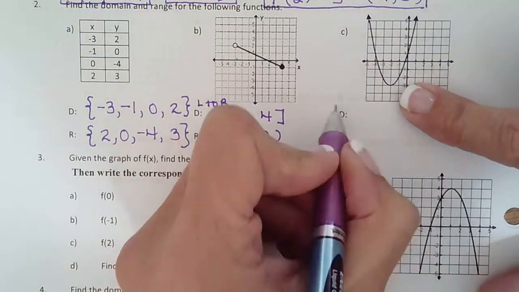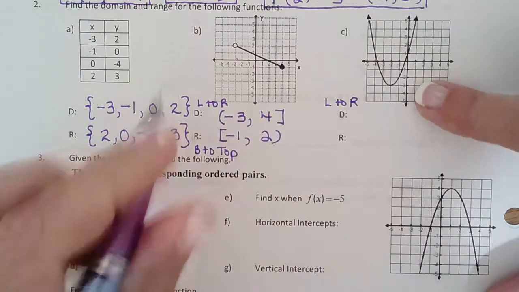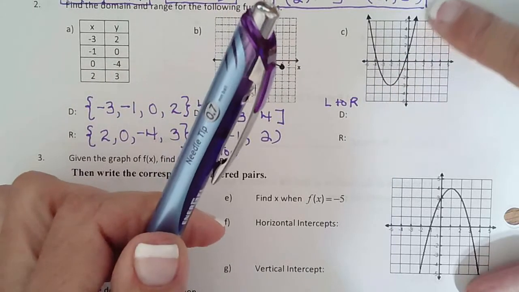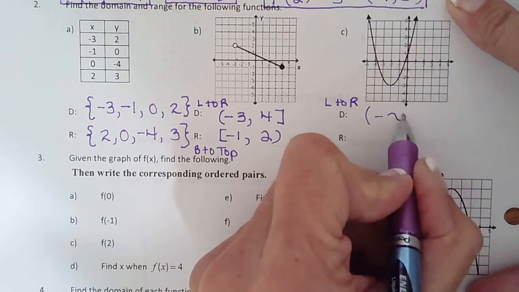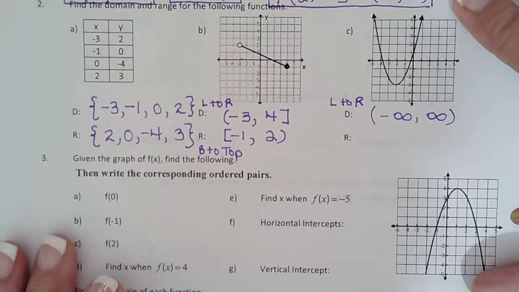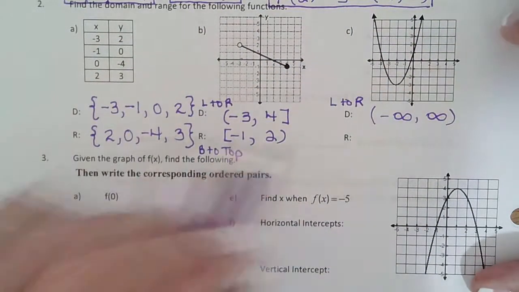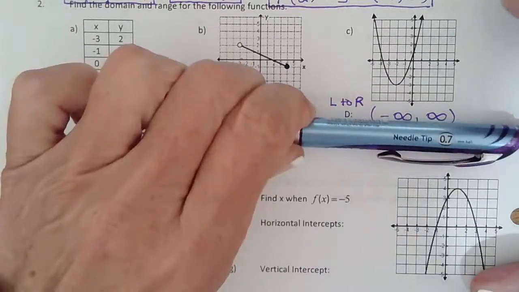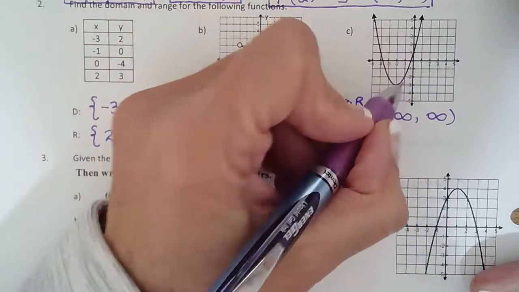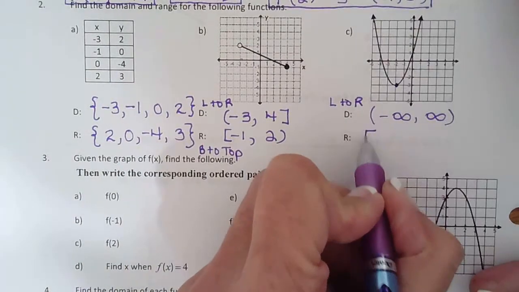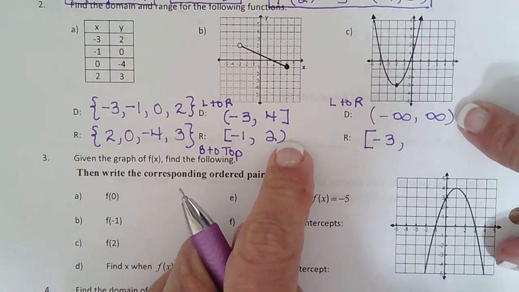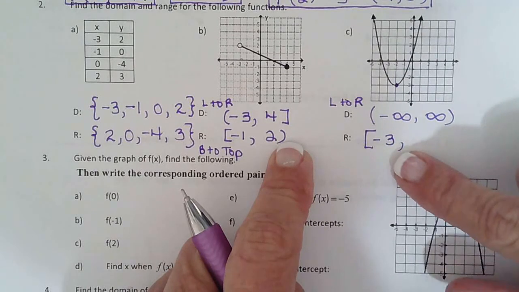Okay, for C, I'm looking from left to right, and arrows play a big part on this. This means that parabola just keeps going left forever and just keeps going right forever. So that domain would be -infinity to +infinity because it goes left and right forever. Range, not so. Look at all these y values that aren't taken up, so we have to roll our pencil. So the lowest y value is -3. It's not an open circle, so we can assume it's a point on the graph, so we use the bracket.